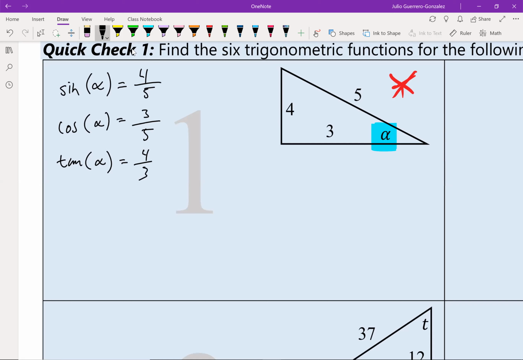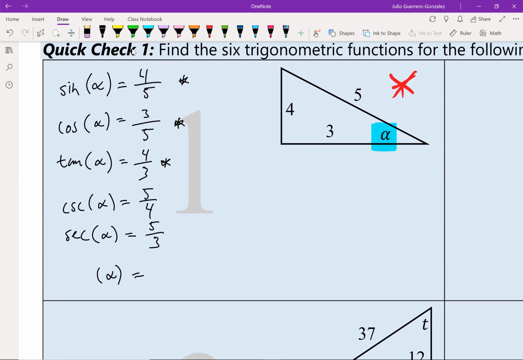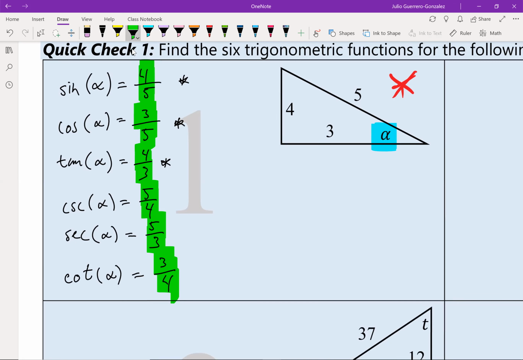Cosecant alpha is the flip of this one, so it's going to be 5 over 4. Secant of alpha is the flip of the next one down, 5 over 3. And then cotangent, C-O-T, is the flip of tangent, which is 3 over 4. And we're done. We have all 6 already. So notice if we use our triangles, some of this stuff is actually a little easier, okay?